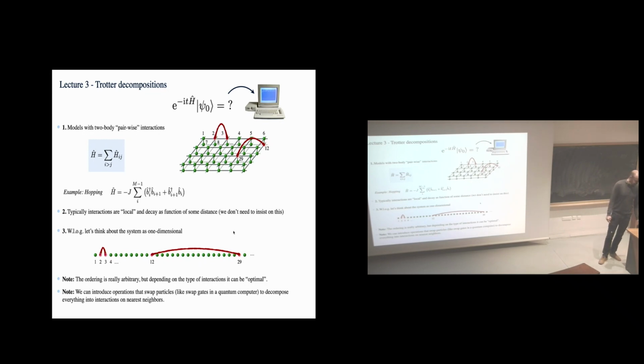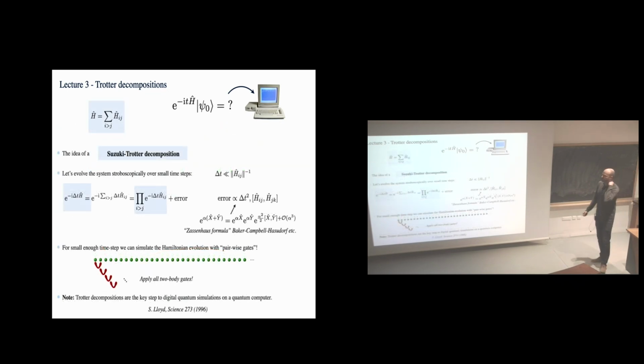Okay. So what is this Suzuki-Trotter decomposition about? It's actually an extremely simple concept. Of course, as always, what we want to do is a stroboscopic time evolution, so we have a small time step. And here I want to consider a time step which is smaller than the norm of these two-body terms that I look at. So typically, if I'm hopping, I set my J parameter to 1, then in practice this means that my time step should be smaller than the inverse hopping amplitude in the system.